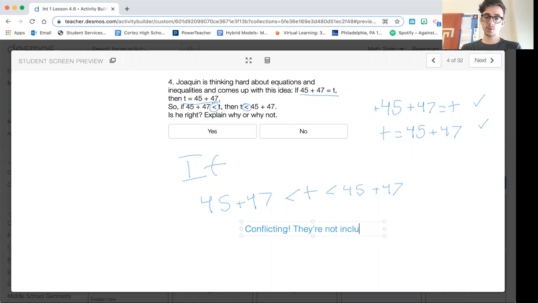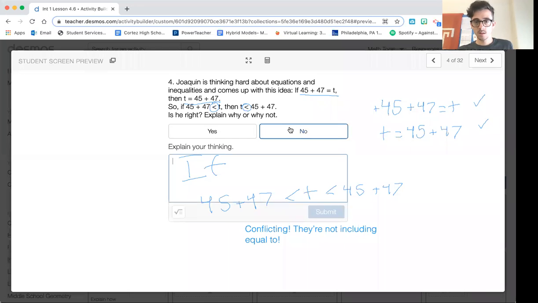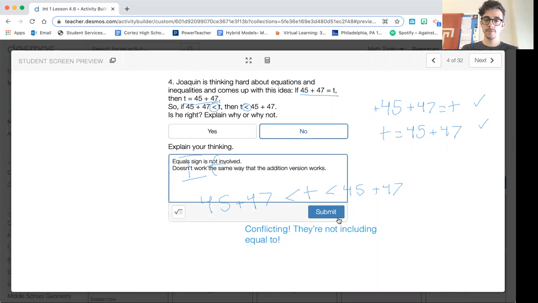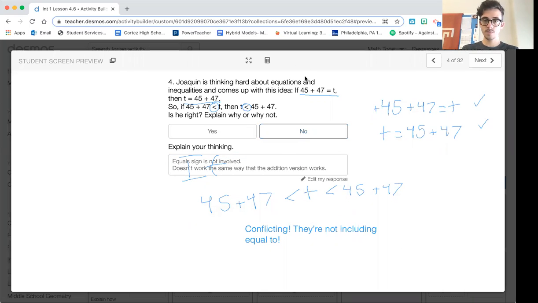They're not including equal to. So is he right? No. Because it's kind of bounding it in between these two values, but it's not going to work because you don't have equals involved. So equal sign is not involved. Doesn't work. The same way that the addition version works. There you go. Boom.